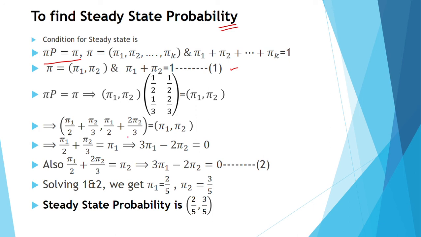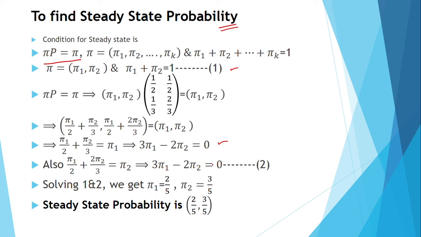But here two row vectors are equal. This equation gives equality of two row vectors. So this is true only when the components are equal. So equate the like components. First component to the first component of the right hand side: pi 1 by 2 plus pi 2 by 3 equal to pi 1. Further simplification, you can write the expression as 3 pi 1 minus 2 pi 2 equal to 0. Same way, take the second component, pi 1 by 2 plus 2 pi 2 by 3 equal to pi 2. That implies 3 pi 1 minus 2 pi 2 equal to 0.